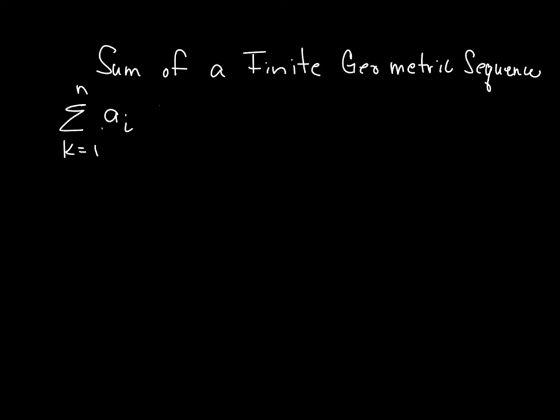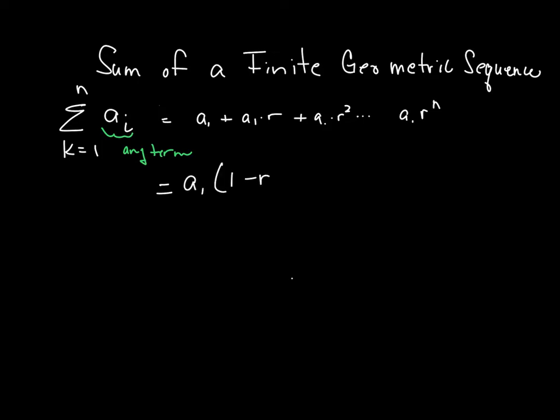So as I'm looking at this, A_i just means any term in the geometric sequence. If I were to write that out, that would be A1 plus A1 times R plus A1 times R squared, going all the way up to A1 times R to the N. And that actually has a sum we can find. Now that only happens when it's finite, which means I have an ending point. That is A1 times 1 minus R to the N over 1 minus R.